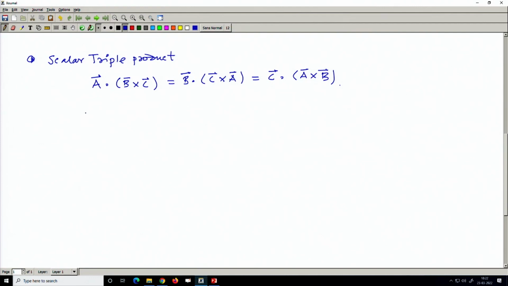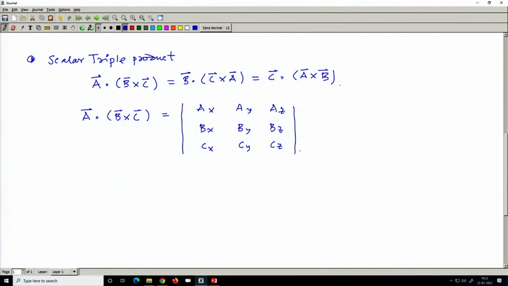What is the meaning of A dot B cross C? This is nothing but the determinant with rows A x, A y, A z; B x, B y, B z; and C x, C y, C z. So, that is by definition.